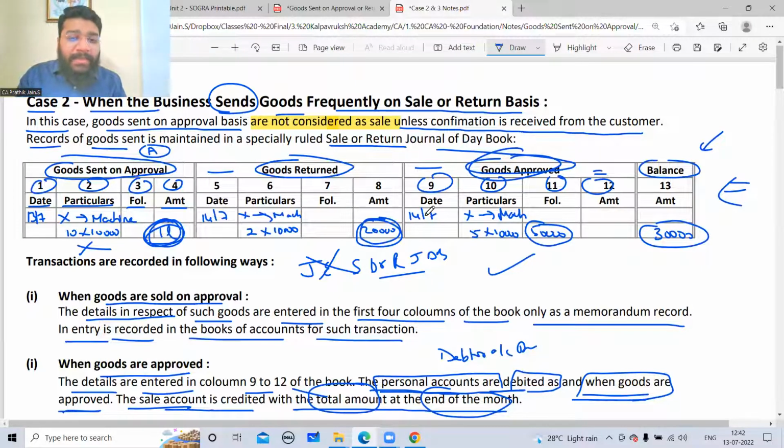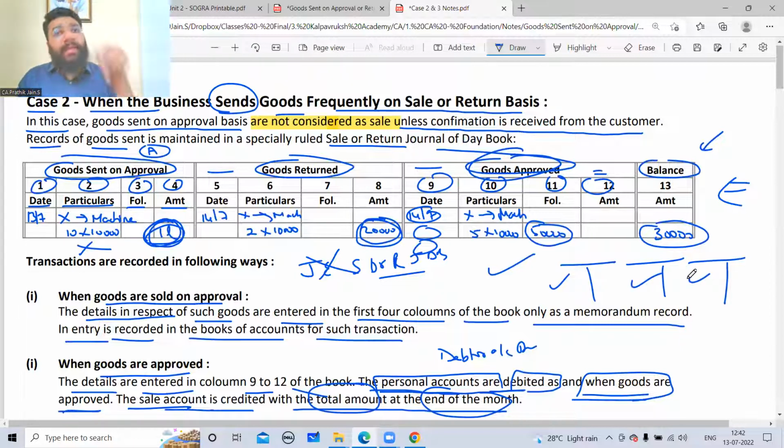So here, as and when the acceptance is given, on the date of each acceptance, you will open the respective debtors account. In that debtors account, you keep on recording the entry on the debit side. At month end, whatever is the total of this amount column, total sales will be recorded in the sales account.